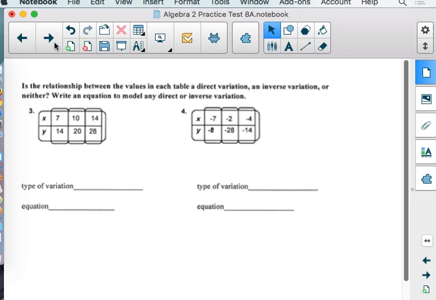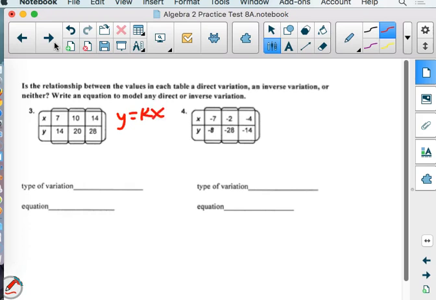So is the relationship between the values in each table direct variation, inverse variation, or neither? And write an equation to model any direct or inverse variation. All right, well, let's see. Direct variation is supposed to look like that. But this table just has x's and y's in it. So how are we going to check to see if it's direct? So let's check that out. If you take 14 and divide it by 7, you get the same thing as dividing 20 by 10 and 28 by 14. Oh, what do you get?